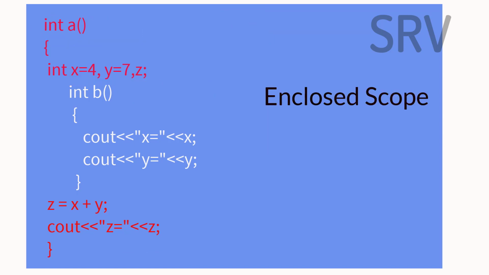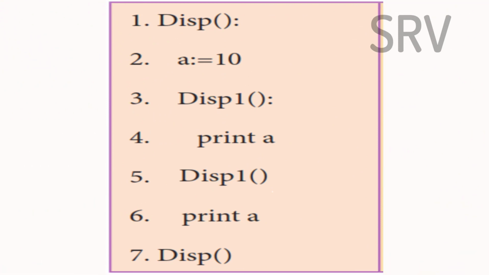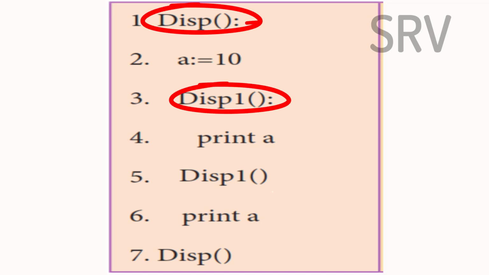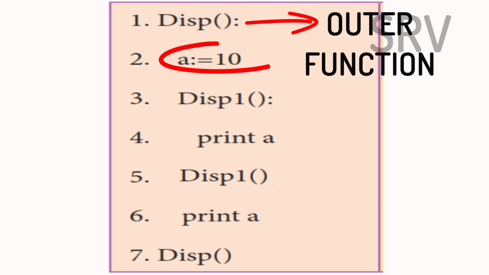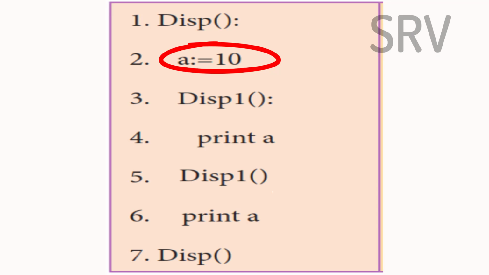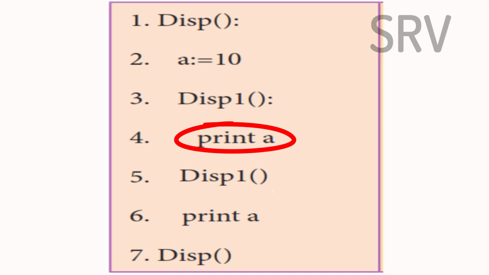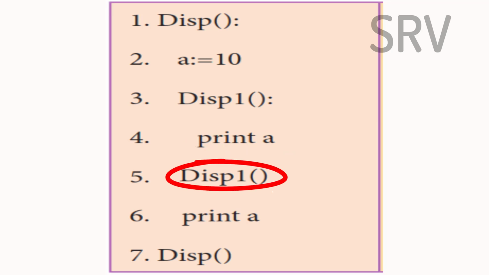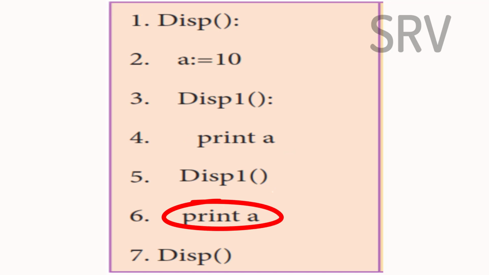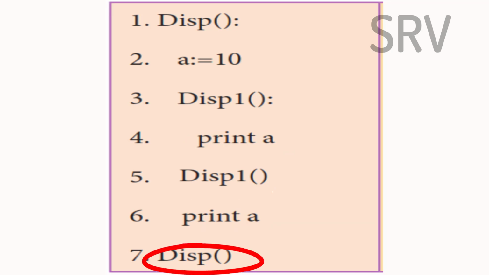Let's see this enclosed scope with an example. So here the same pseudocode is given but with a small difference. Here we have two functions disp and disp1. So disp is the outer function. In disp we have a is equal to 10. Now we are defining an inner function disp1 where we are printing a. We have not given a value for a inside disp1, but we are printing the value of a. In the fifth statement, we are calling the disp1 function, and in the sixth statement, we are printing the value of a, and in the seventh statement, we are calling the disp function, which is the outer function.